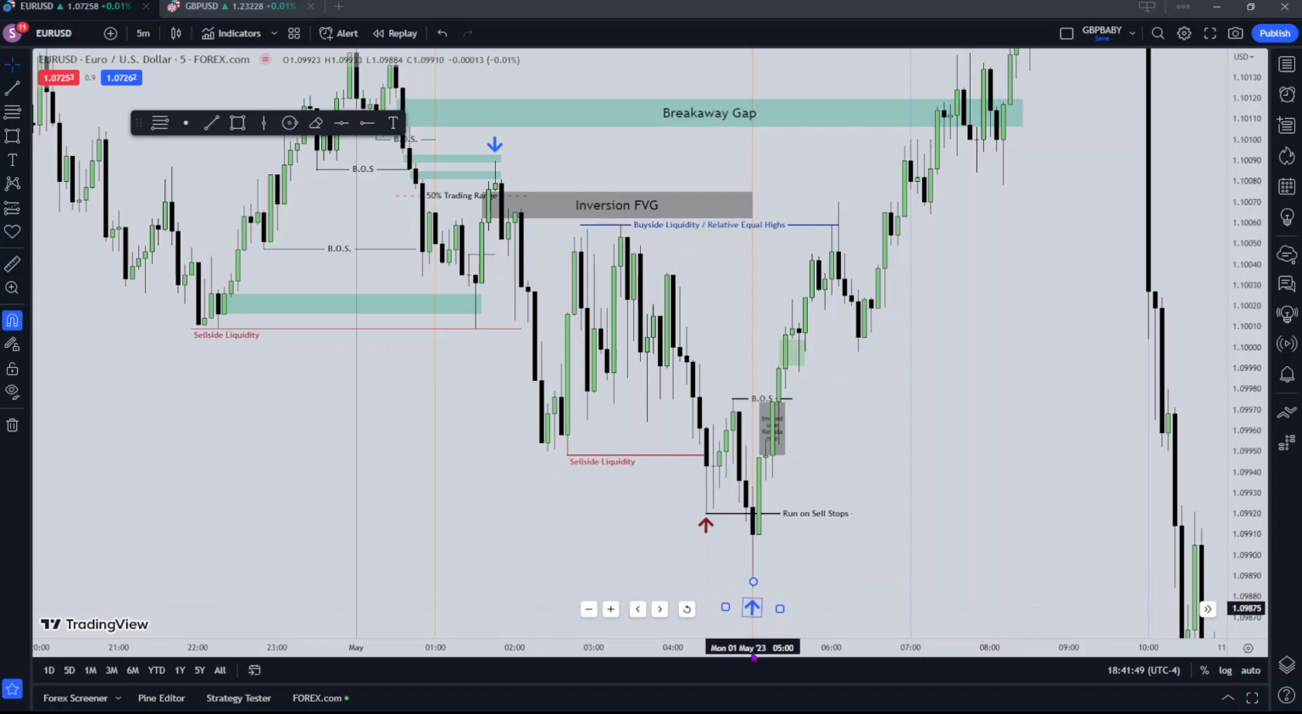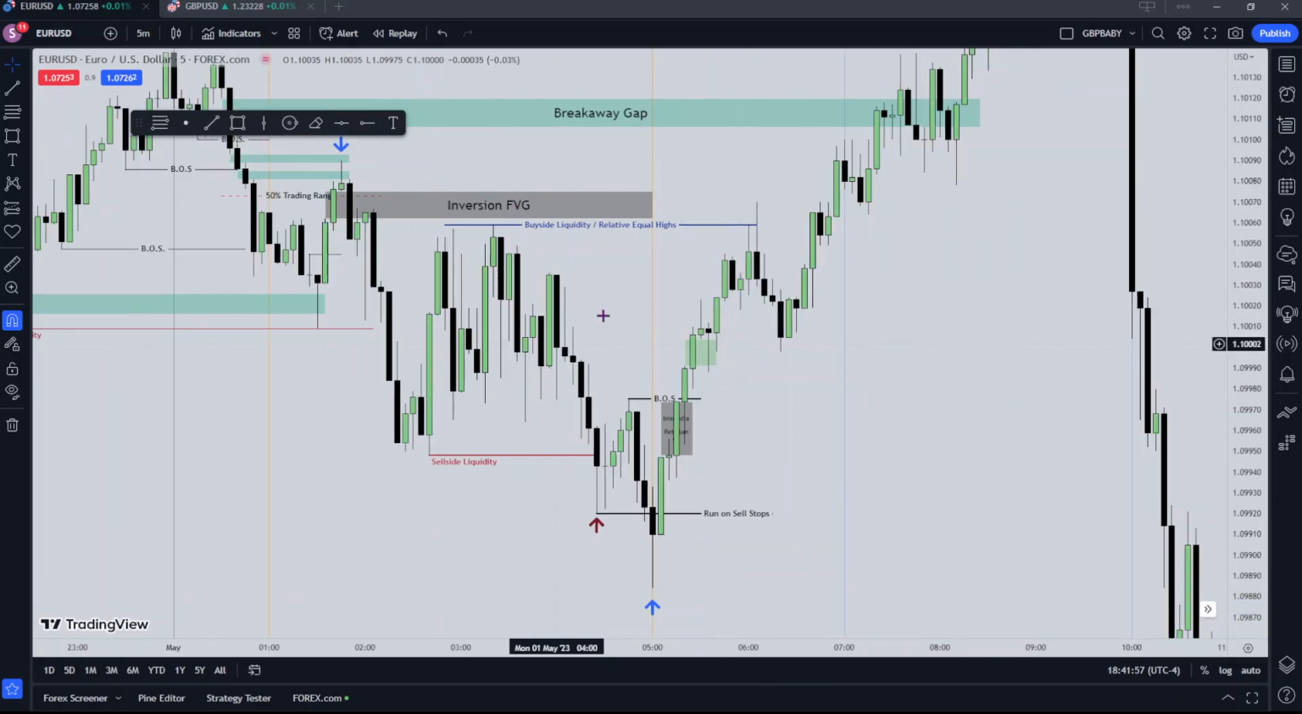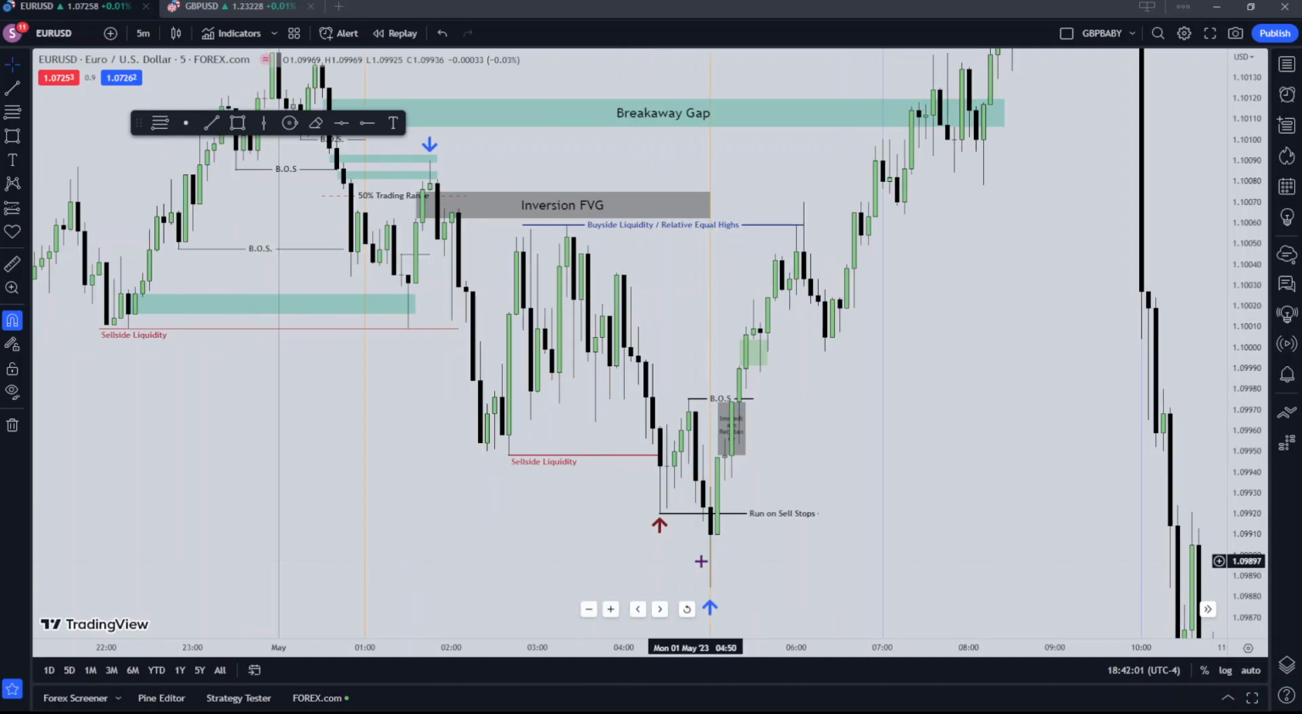I know it seems ridiculous, but ICT did suggest doing this, and I can understand why, because again, it's being able to visualize so that when you are in the charts, you can start to see where you want your trades to be formed, which is very important.